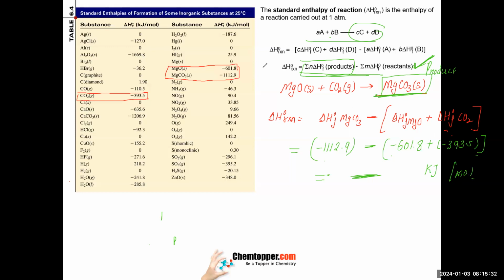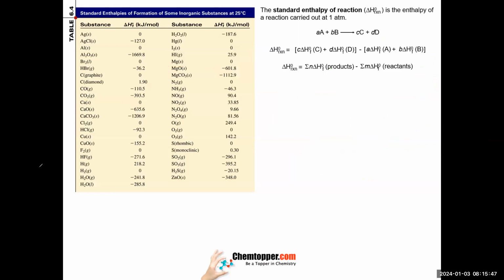So children, this equation is clear. Simple equation. Values will be given to you. You look at the equation, identify the products and the reactants and plug in the values. Now I'm taking you on to the next one, Hess's law. Before I go for Hess's law, can you give me the reaction for the formation of CS2 liquid? Reaction of formation of CS2 liquid. Am I audible?